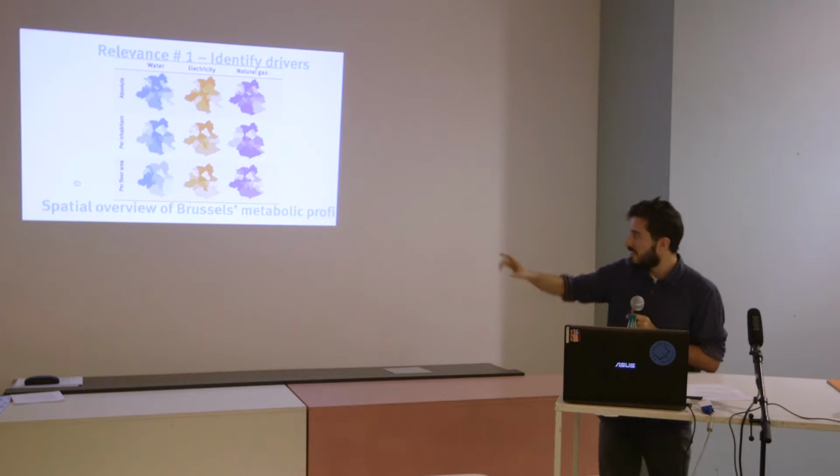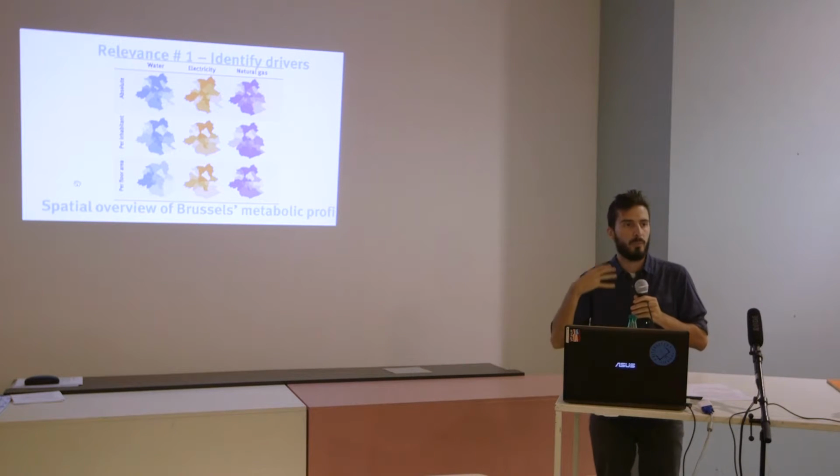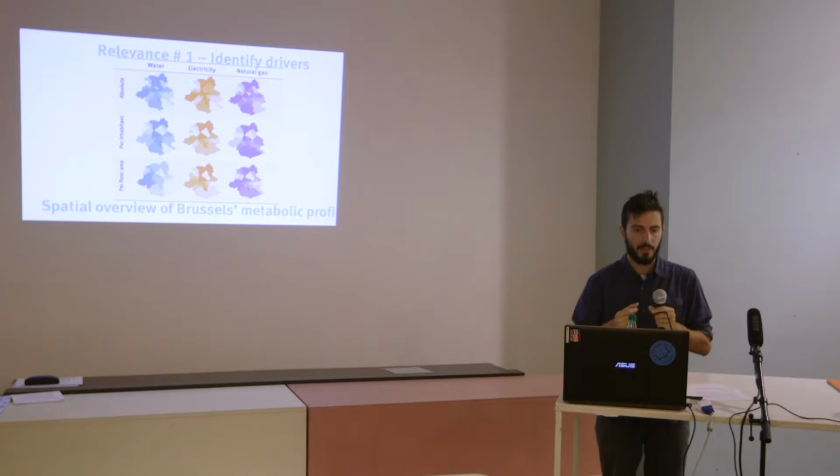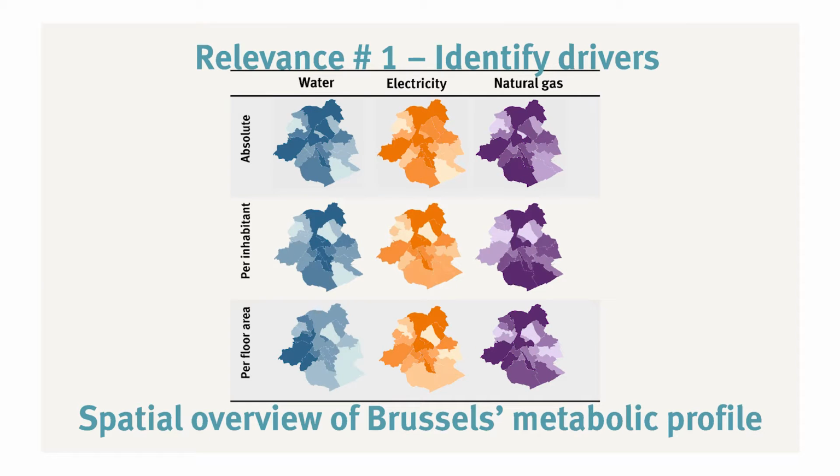Then on the bottom, you have per floor area. So the number of resources used per square meter. Again, you see a different distribution than the top 2 rows. What it says here, per floor area, it means how efficient are your buildings. Are your buildings old? Are your buildings overpopulated, less populated? This can inform you about that.